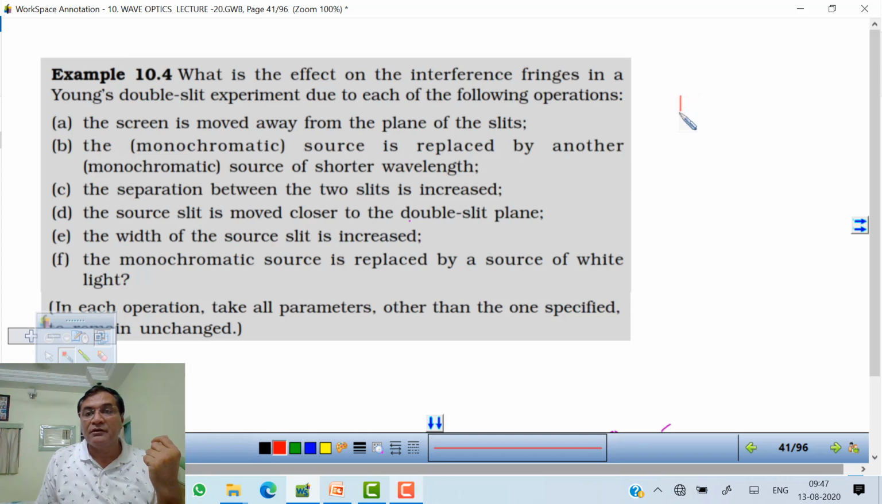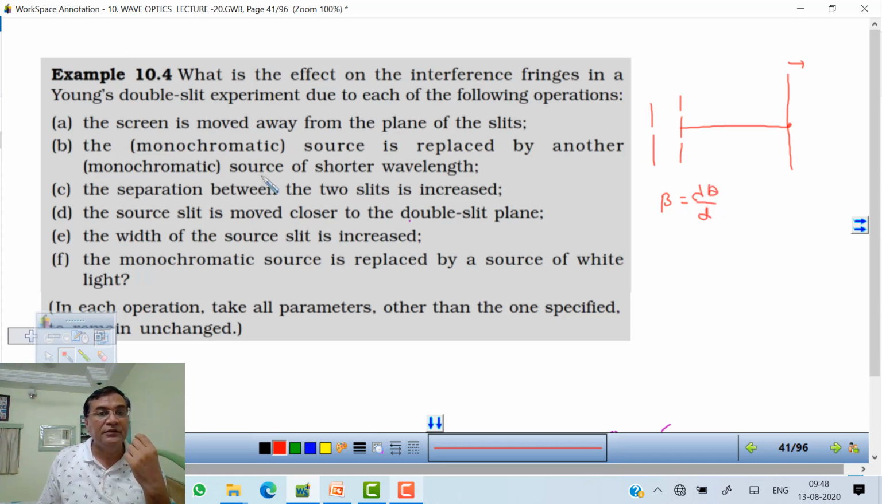In Young's double slit, here is one slit and here is the screen. Here is the central maximum, the bright fringe. Now if we move the screen away, our formula is beta is equal to lambda D upon d. So if we take the screen away, then what will happen? D will increase. Width is proportional to D. So width will increase.